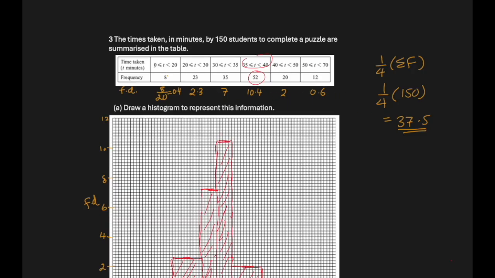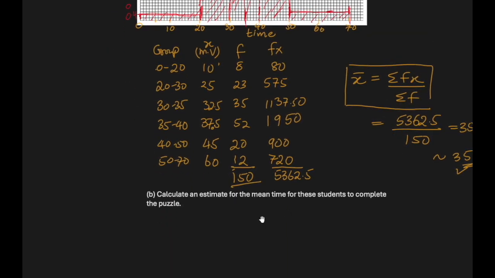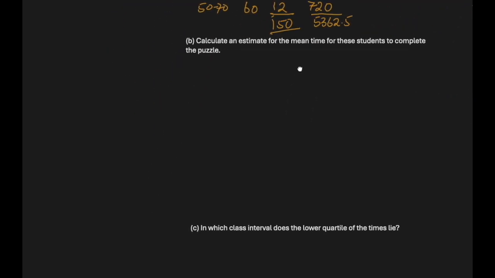So we can see 8 are here, 8 plus 23, 31 are in these two. So that means the 32nd onwards will be in this one, and 37.5 will be in this group, 30 to 35, and that's what we can write here as an answer. In which class interval does the lower quartile of the times lie? It is 30 to 35, right? So this is the answer.